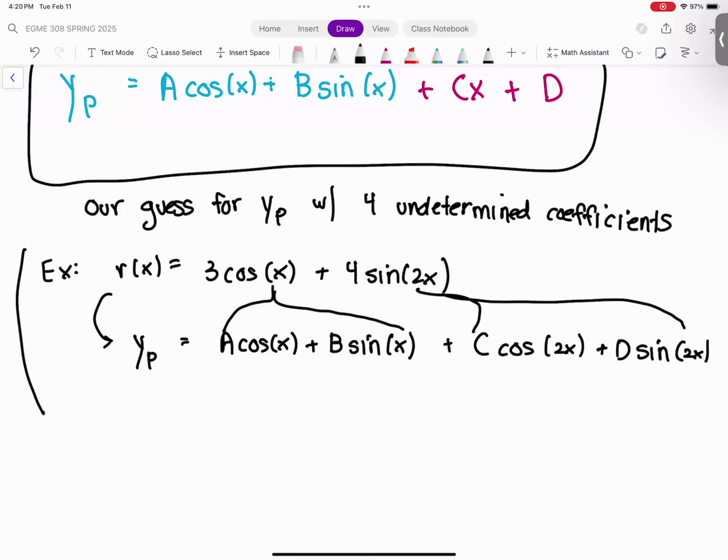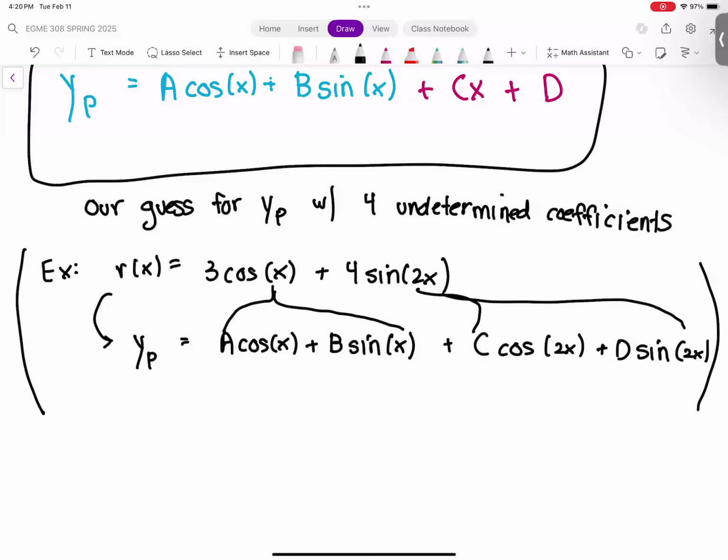So it definitely gets messy when you have trig terms of different frequencies. Just make sure that you're aware. For this class, I don't think I would give you something like this just because it's kind of mean. But just be aware of it if you do see it. All right, any other questions on this?